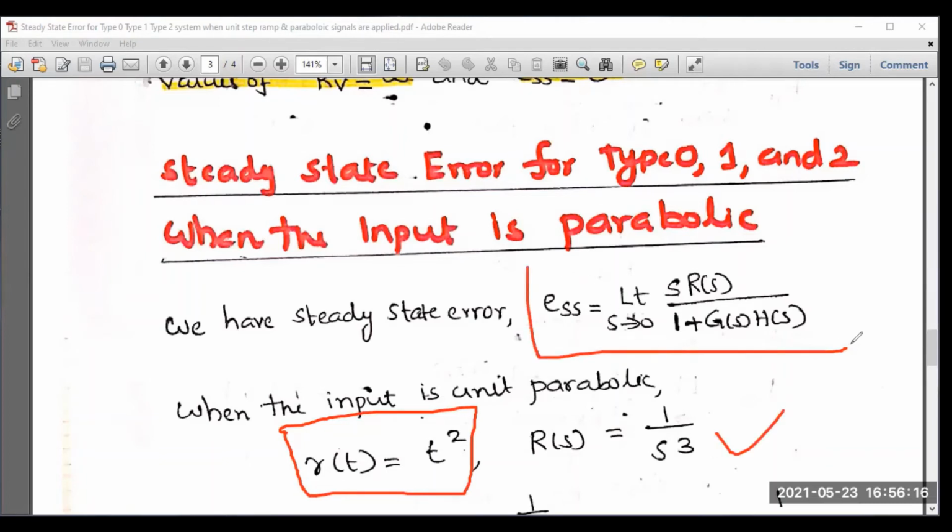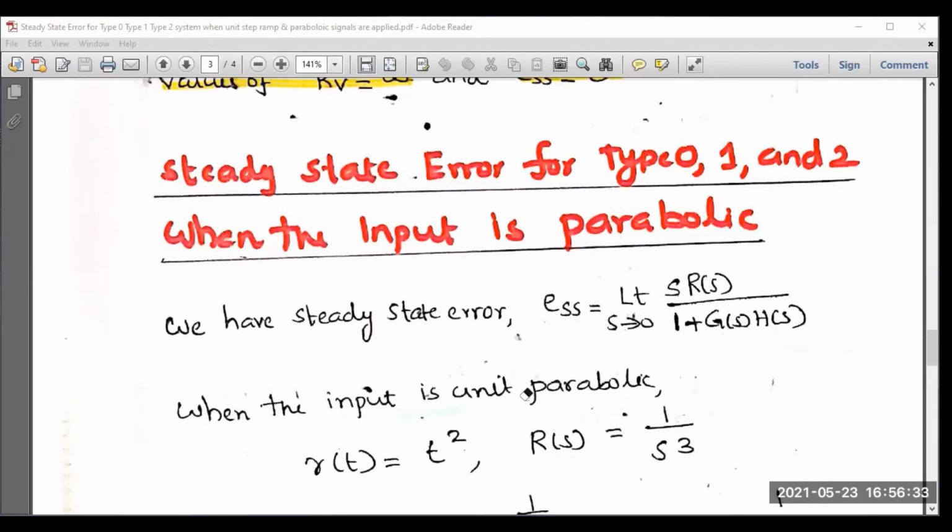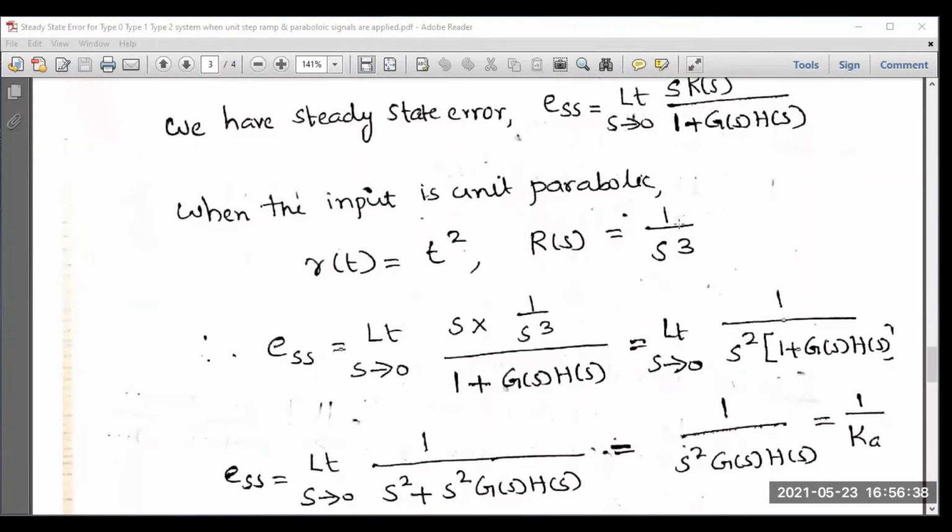Now you have to recall the general formula for steady state error: limit s tends to 0, s into R of s by 1 plus g of s into h of s. Now instead of R of s, you will substitute 1 by s cube. First of all, you have to write a general formula for steady state error. Let me generalize it for the third case, in the same manner as the previous two cases. You have to simplify s into 1 by s cube by 1 plus g of s into h of s, and put the limit. Finally, I get limit s tends to 0, 1 by s square into 1 plus g of s into h of s.